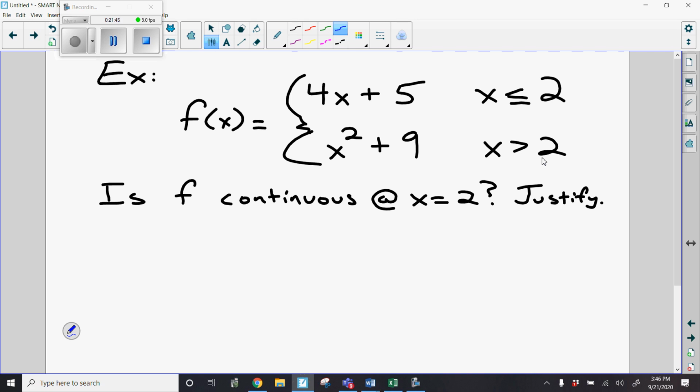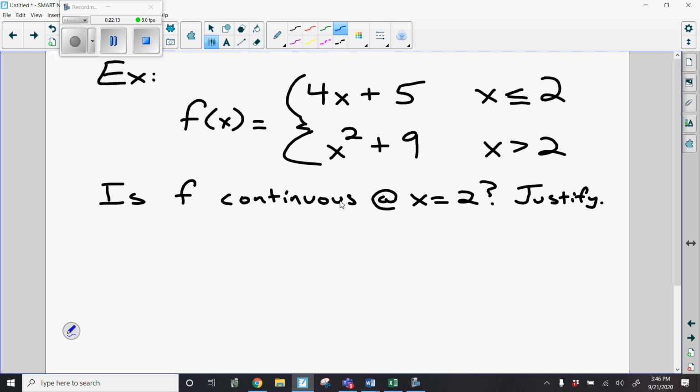Right? So if I wanted to figure out f of 1, right? F of 1, I'd plug it in the top because 1 is less than or equal to 2. So it'd be 4 times 1 is 4 plus 5 is 9. F of 1 is 9. I would not plug it into this function. If I wanted to find out f of 5, hey, I'd say, okay, that's for x greater than 2. F of 5 would be 5 squared. That's 25 plus 9 is 34. F of 5 is 34.